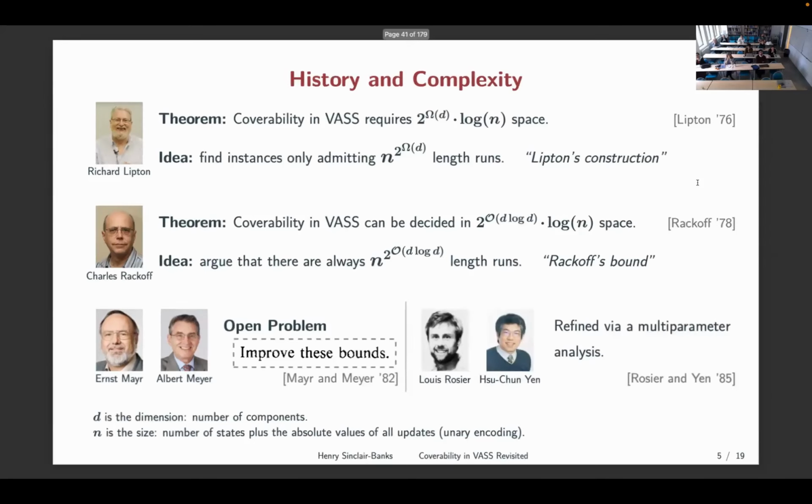And I think that I really have to give credit to Rosier and Yen as well on this slide, because the exact phrasing of the problem changed over these years slightly, whether you had states or whether you didn't have states. And Rosier and Yen actually ever so slightly improved Rackoff's upper bound. So really, these theorem statements are actually thanks to both Lipton, Rackoff, and Rosier and Yen. Okay, and we'll be using the technique of Rosier and Yen later, so keep that in mind.